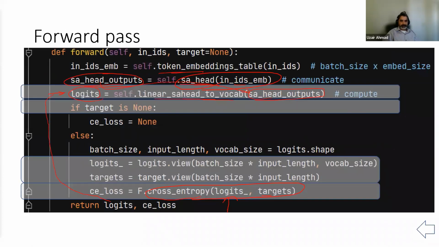the output of network, right? We pass through SA head. SA head gives us some outputs. Those outputs are given to linear SA head to vocabulary network, which gives us logits. Those logits we return to forward. But interestingly, we don't need them in forward method. Where do we need them? We will see in a moment.